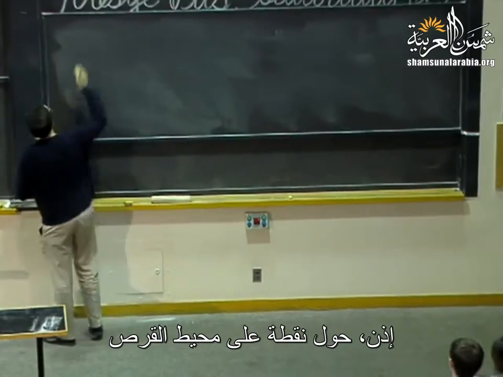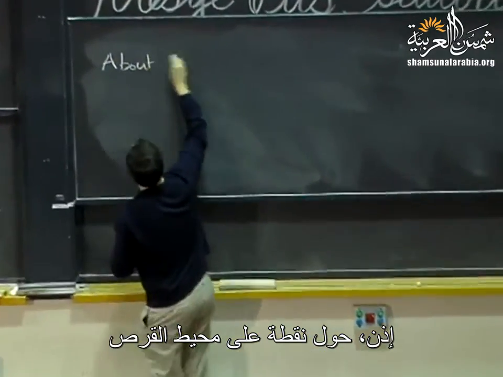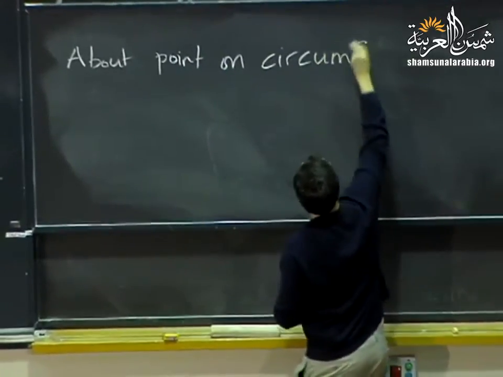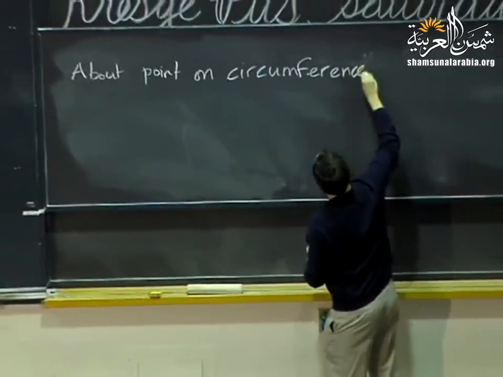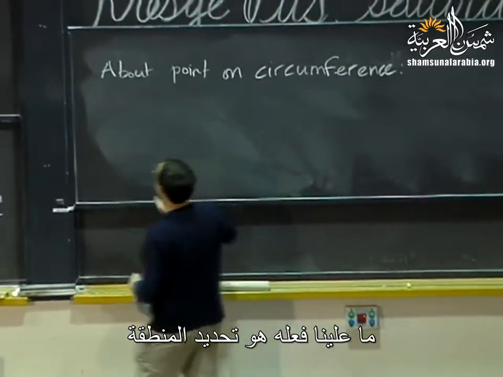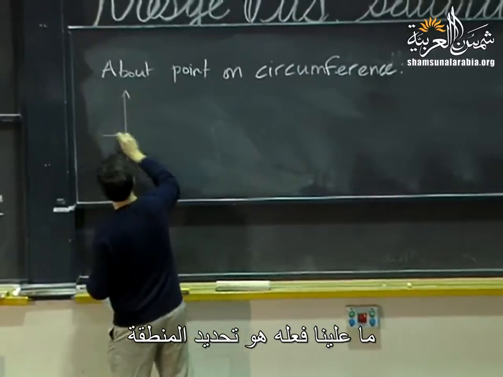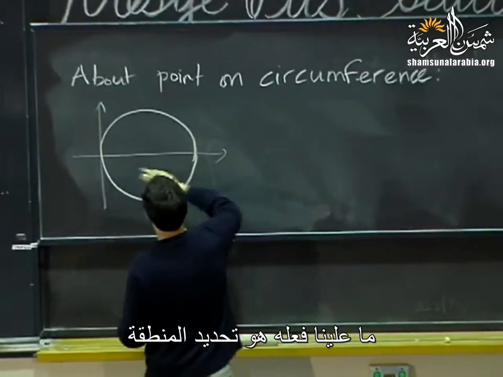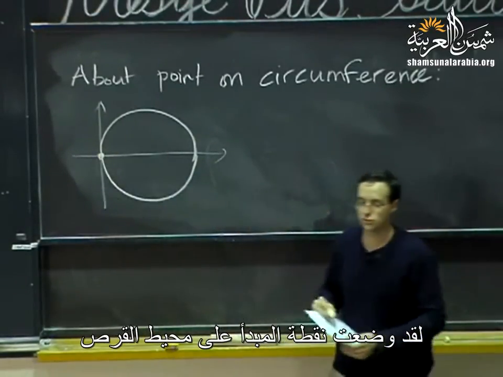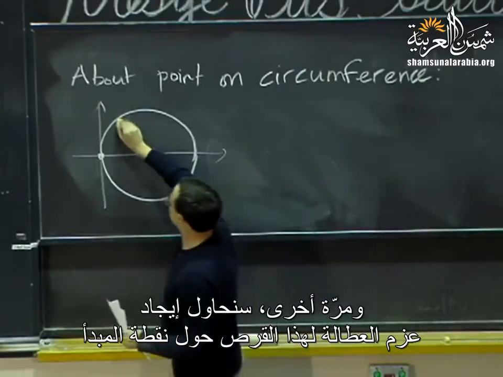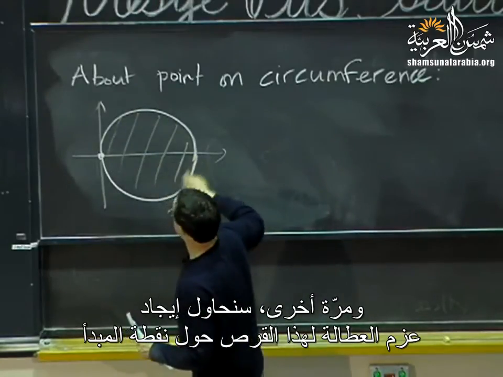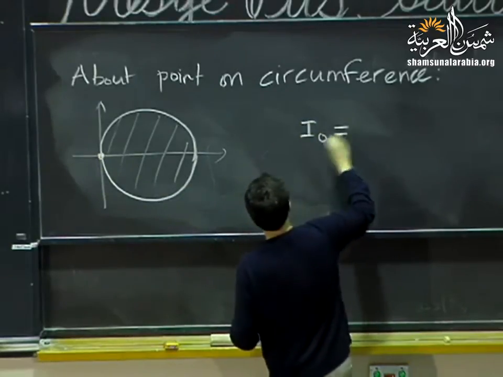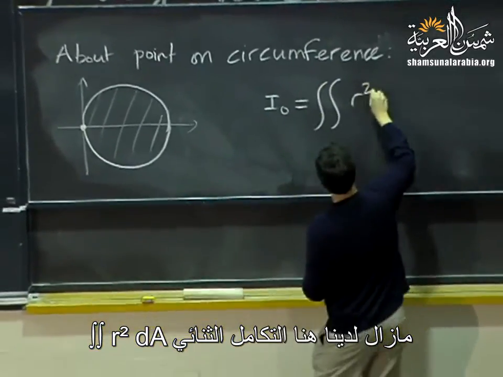So about a point on the circumference, what I would have to do maybe is set up my region like that. Now I've moved the origin so that it's on the circumference of the disk. And I will again try to find the moment of inertia of this disk about the origin. So it's still the double integral of r squared dA.